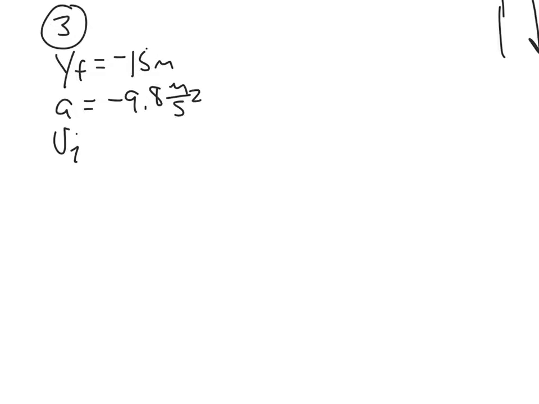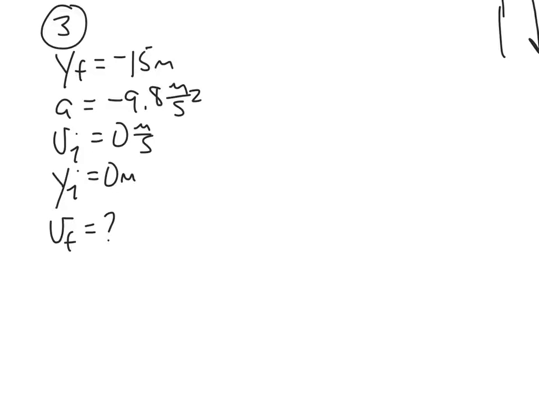So what do we know? We know our y final is equal to negative 15 meters. Our acceleration is equal to negative 9.8 meters per second squared. Our velocity initial is equal to 0 meters per second. What was our initial position? We chose that to be 0 meters. And again, we want to know velocity final. We don't know that, so let's look at our formulas.